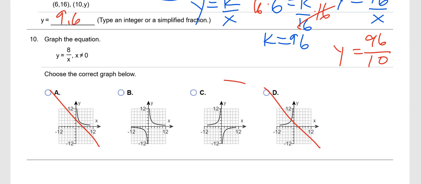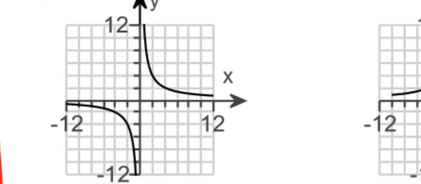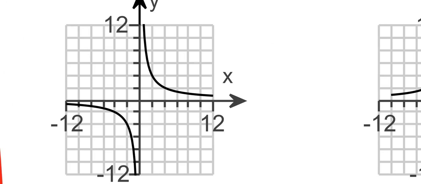Now, if you don't know off the top of your head which one it is, I would suggest that you make a simple chart. This is going to be an extremely simple chart because we're only going to plug one number in. We'll plug a 1 in. What do you get when you plug in a 1? 8. Okay? So I'm going to go to choice B and see if that coordinate 1, 8 is on the graph. So I go 1 over, and I go 8 up. 2, 4, 6, 8. Is the point 1, 8 on the graph?